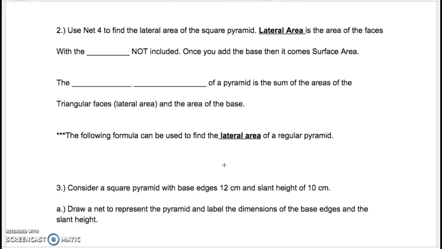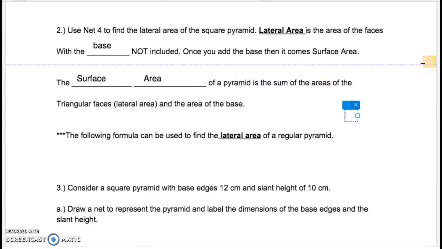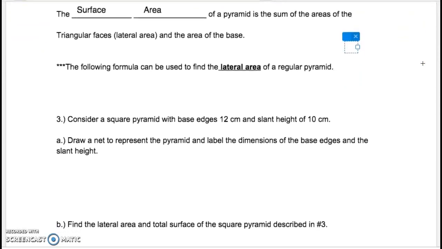Alright, number 2, use net 4 to find the lateral area of the square pyramid. Lateral area is the area of the faces, with the base not included. Once you add the base, then it becomes surface area. Therefore, the surface area of a pyramid is the sum of the areas of the triangular faces, which is the lateral area, and the area of the base. So you add them together.